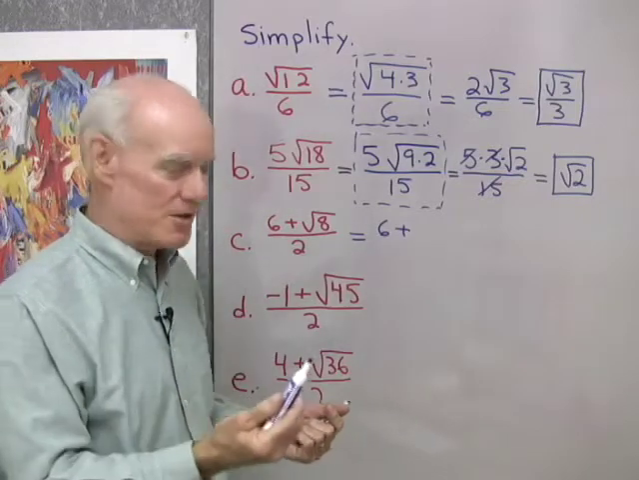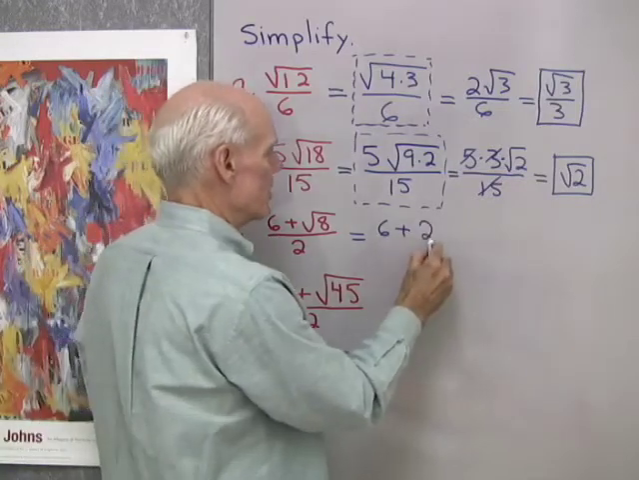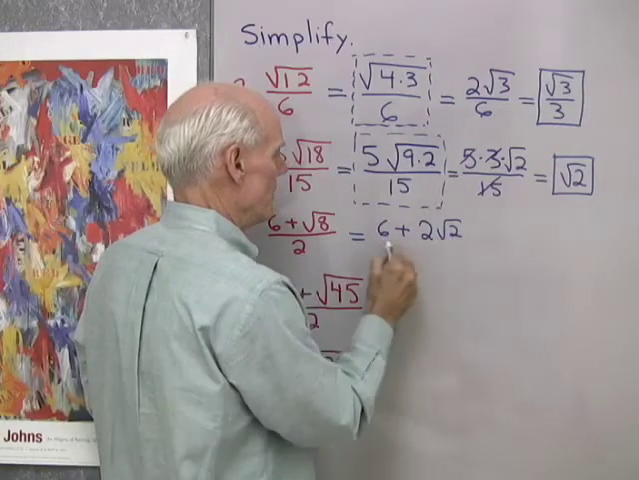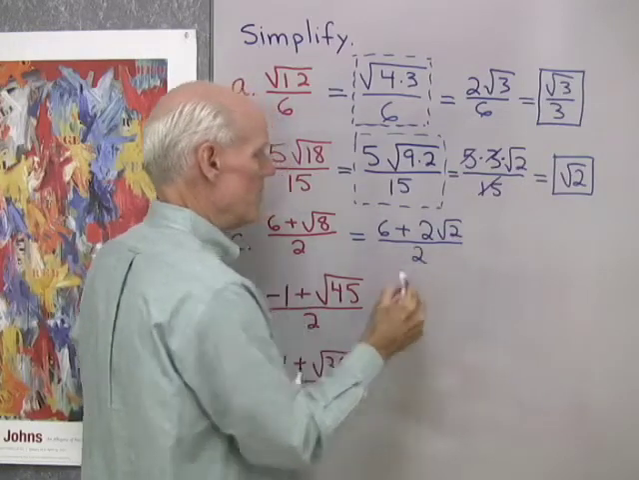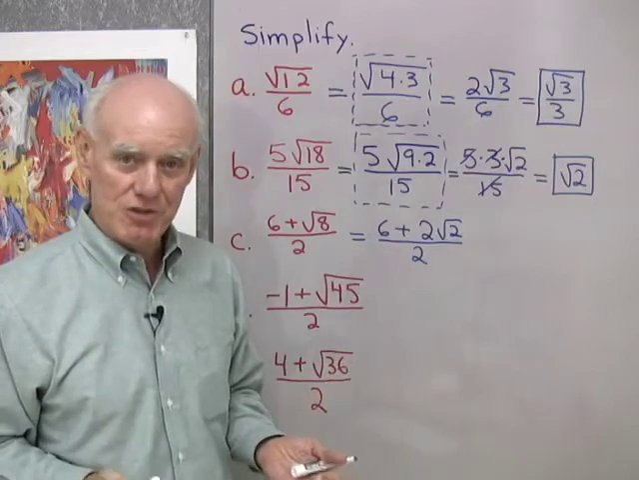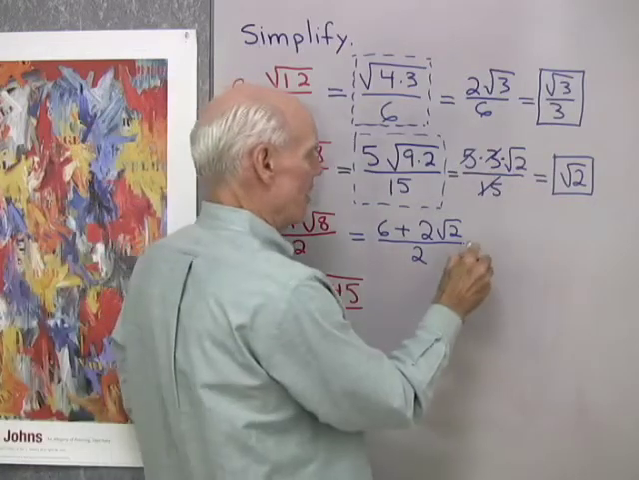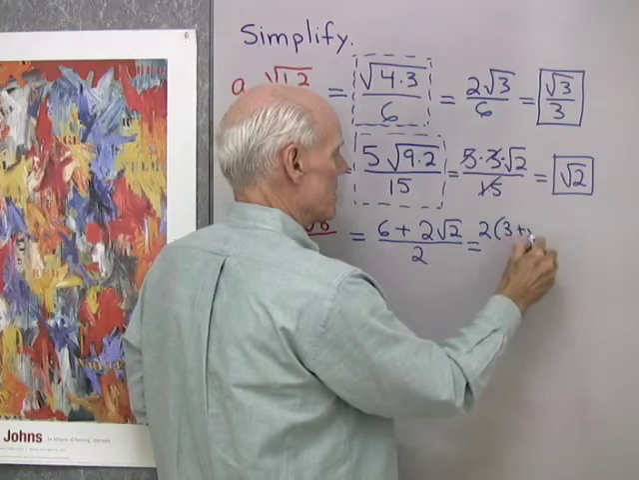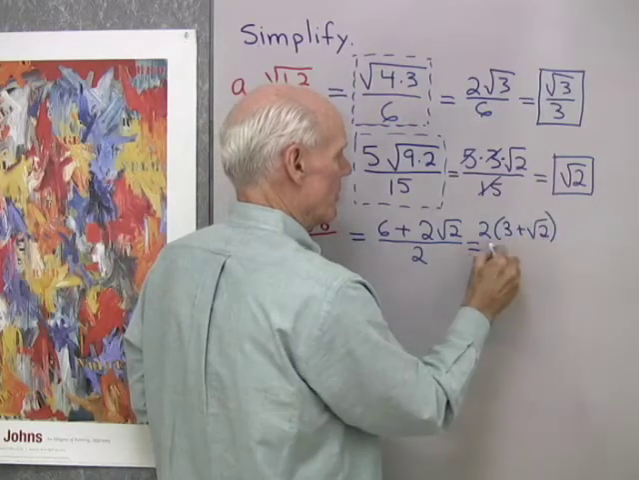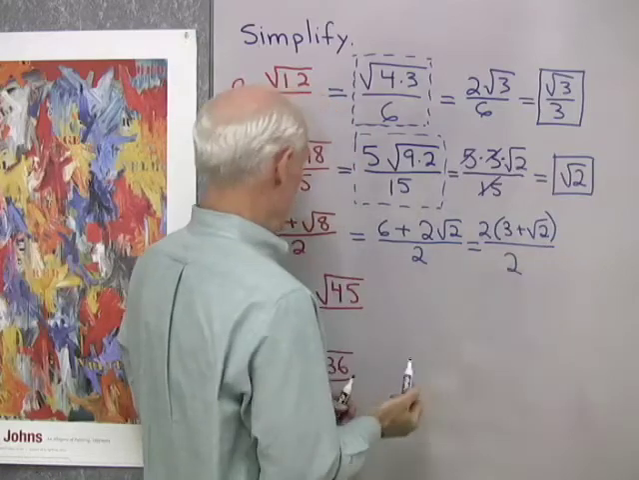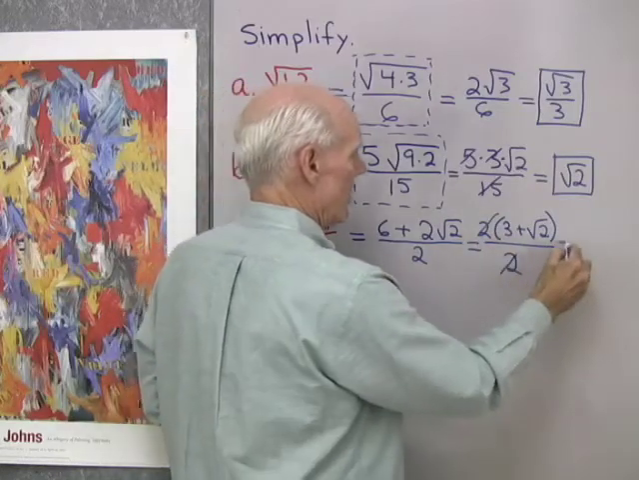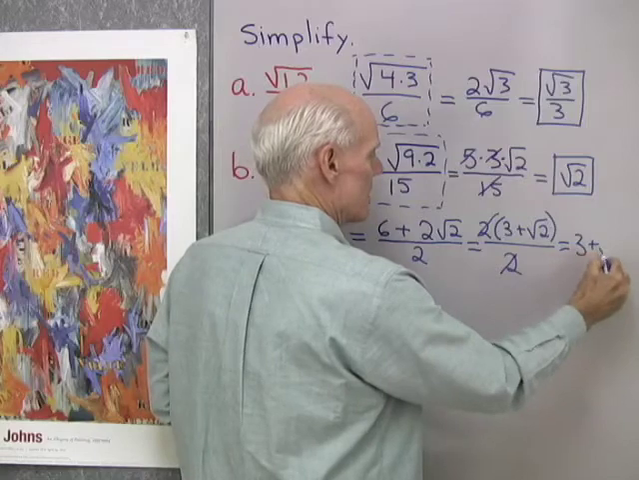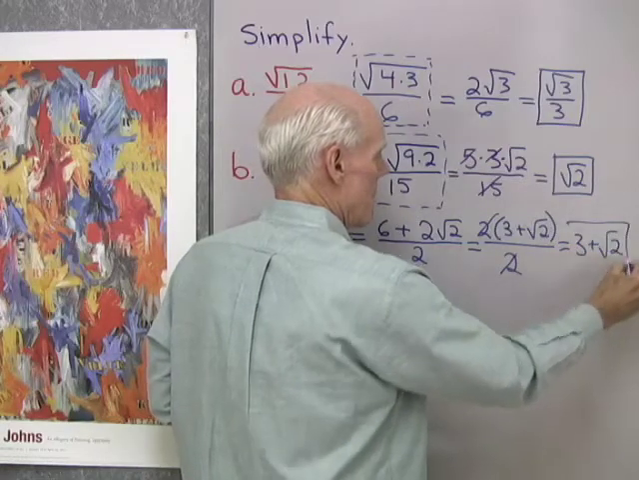8 is 4 times 2, so square root 8 is going to be 2 square root 2, all divided by 2. Now I see I have a factor of 2 common to the numerator and denominator. I'll factor that out. What's left is 3 plus square root 2 in the numerator. And then I'll divide out that 2, and my answer is 3 plus square root 2.